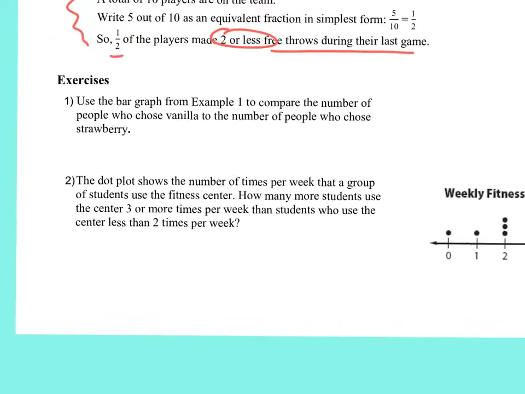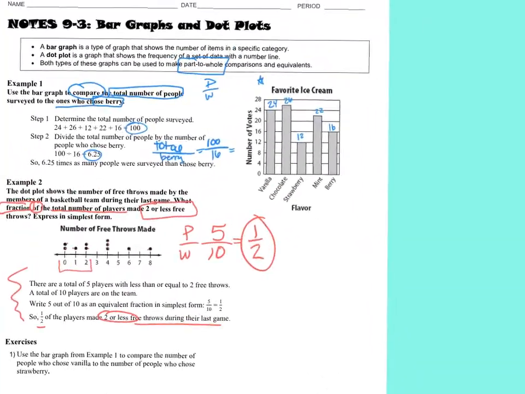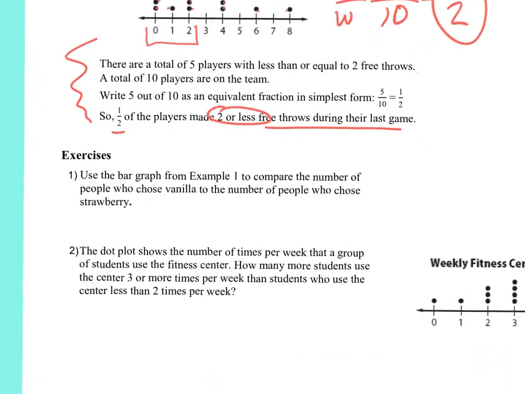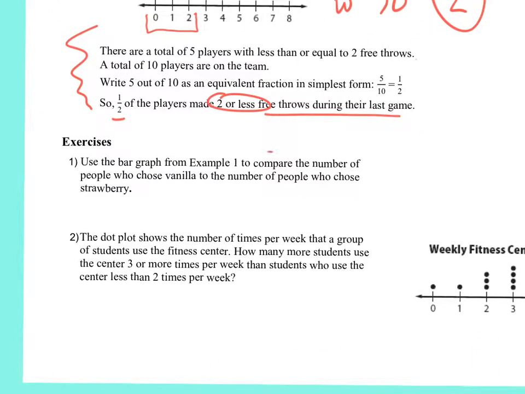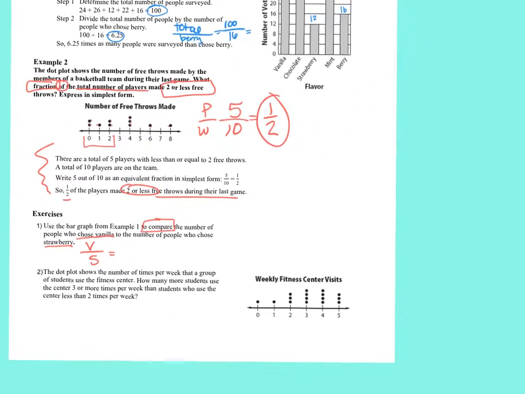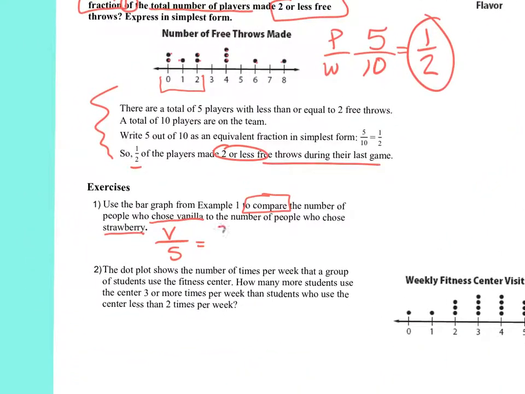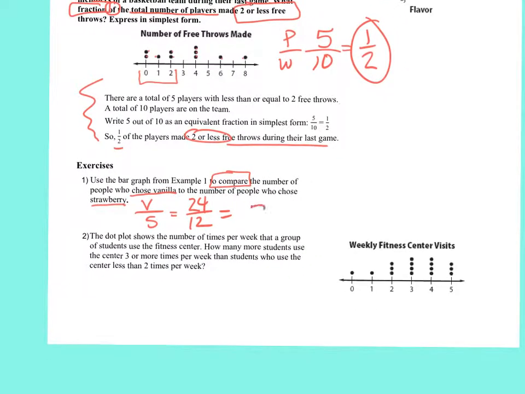Okay, down at the bottom, use the bar graph from example 1, so this one up here with the ice cream, to compare the number of people who chose vanilla. So we're comparing vanilla to the number of people who chose strawberry. 24 and 12. 24 people chose vanilla. 12 chose strawberry. You're dividing those. 2.